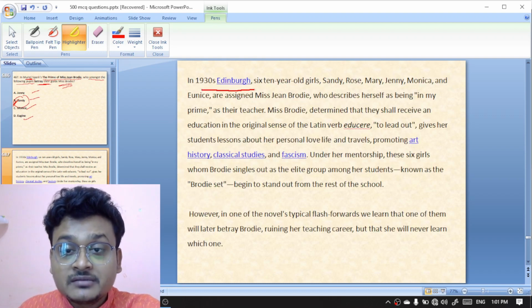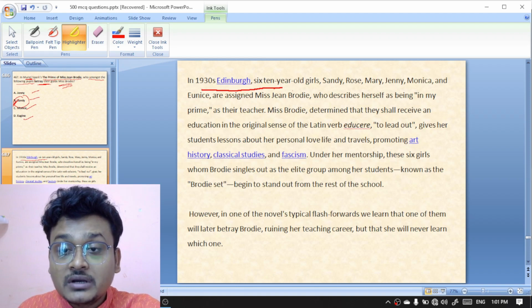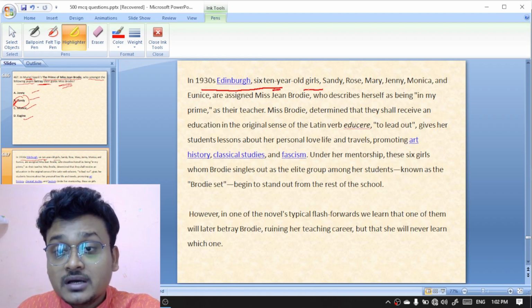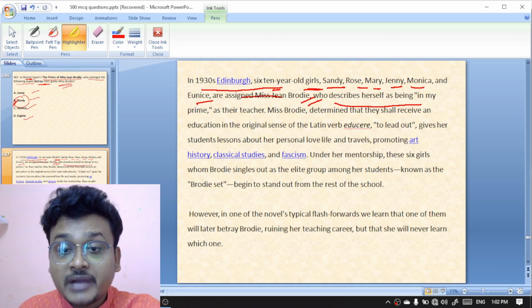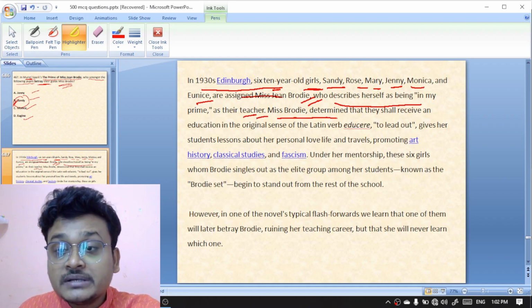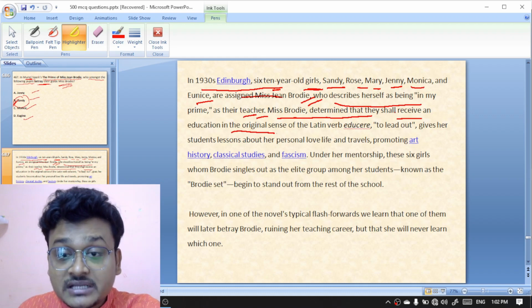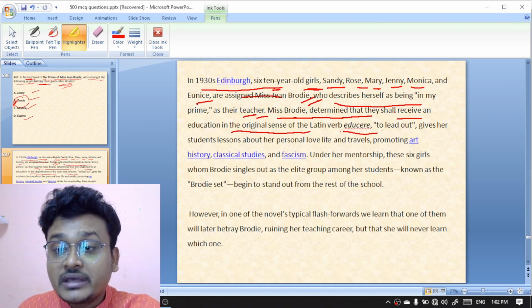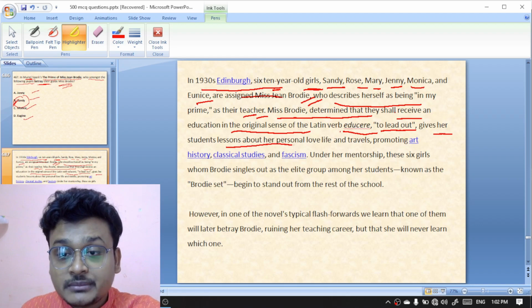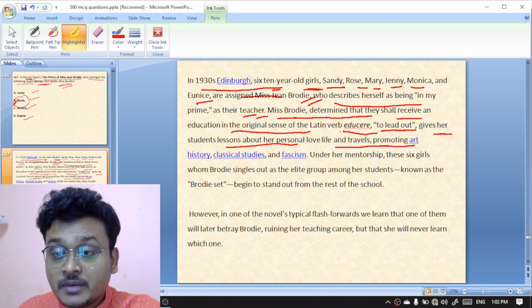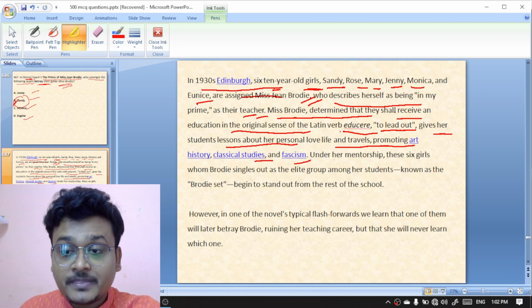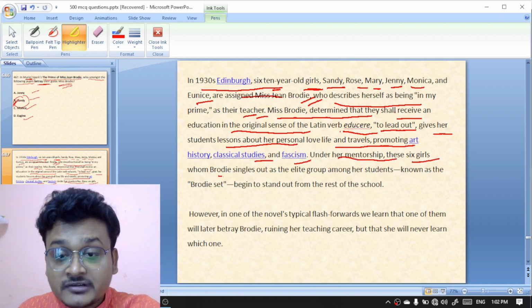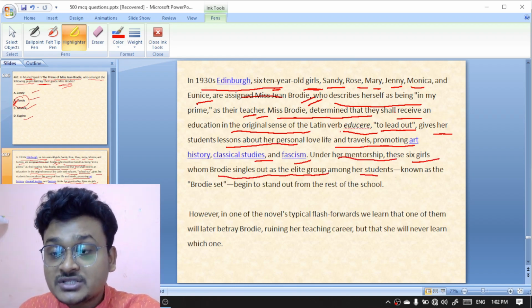In 1930s Edinburgh, six ten-year-old girls, Sandy, Rosemary, Jenny, Monica, and Eunice, are assigned to Miss Jean Brodie, who describes herself as being in her prime as their teacher. Miss Brodie determined that they shall receive an education in the original sense of the Latin verb educare, to lead out, and gives such students lessons about her personal love life and travels, art, history, classical studies, fascism. Under her mentorship, these six girls, whom Brodie singles out as the elite group among her students, known as the Brodie set, begin to stand out from the rest of the school.